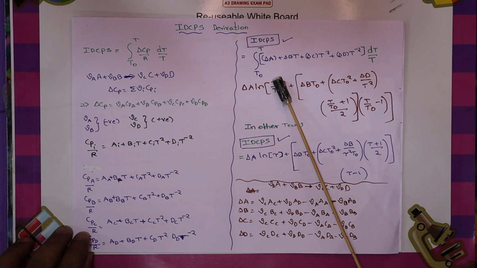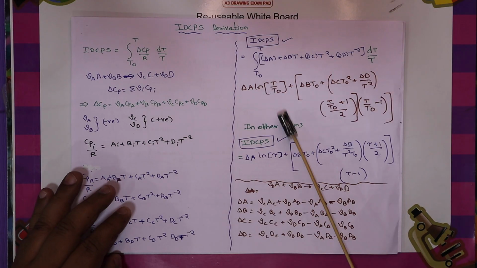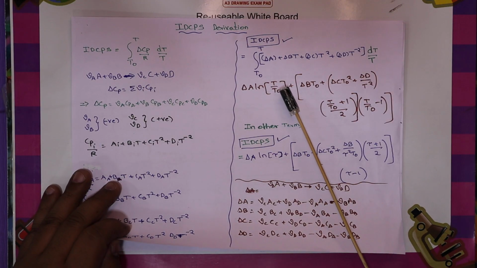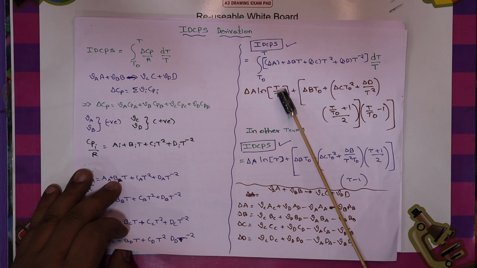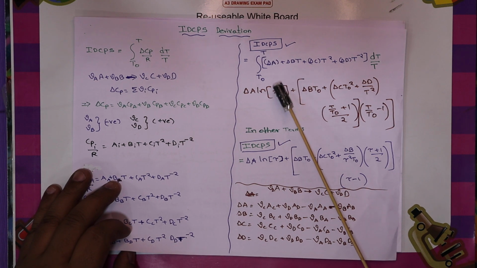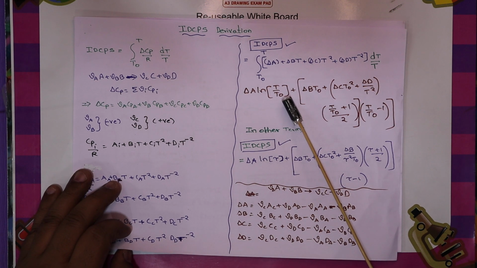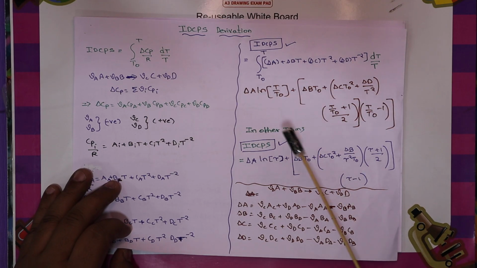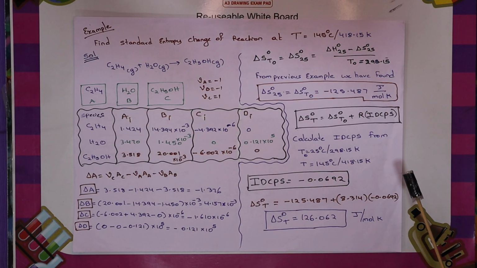You know the temperature T equal to T0. I always prefer to use Kelvin. Don't make the mistake of putting the values in degree centigrade, because when you take the ratios, degree centigrade and Kelvin will be greatly affected. So try to use Kelvin. Once you put it in the formula, you get the information that the IDCPS value, at T0 of 25 degrees centigrade and T of 145, that means 298.15 Kelvin and 418.15 Kelvin, is minus 0.0692.